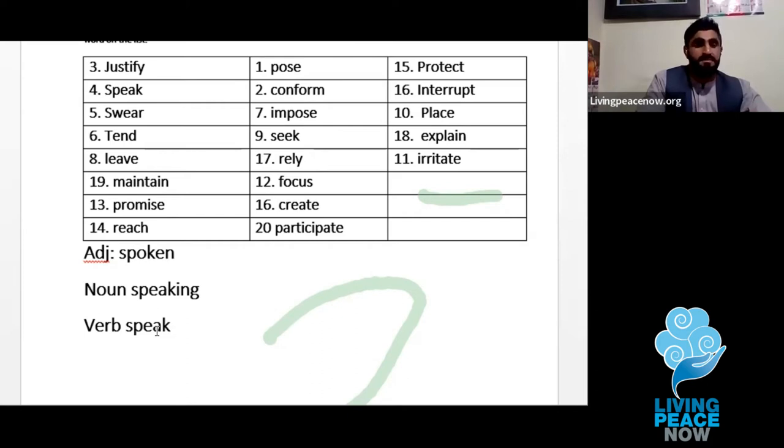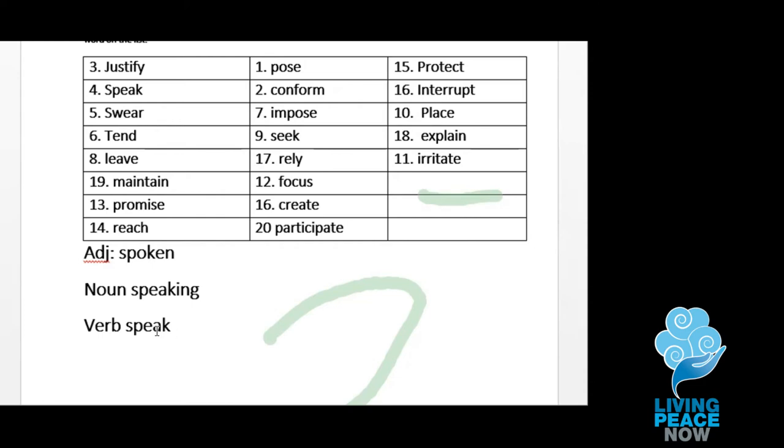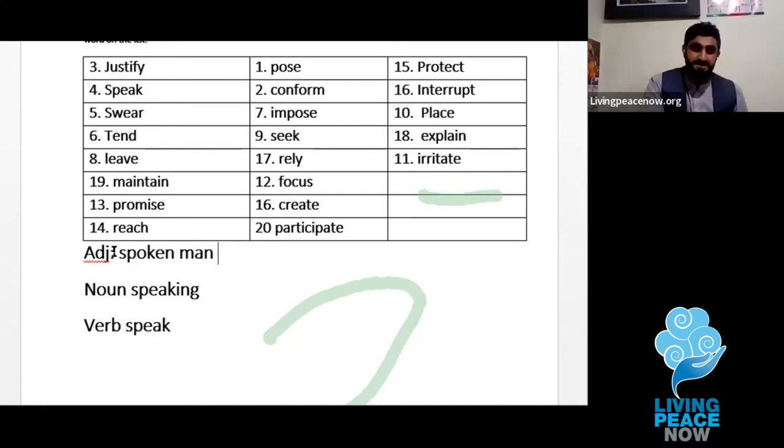I want to make one example for you. Zabiullah Mujahid is a spoken man. Spoken man, yeah? Spoken man means man is a noun, and spoken is an adjective. I told you, what is an adjective? An adjective describes a noun or pronoun in a sentence, yeah?